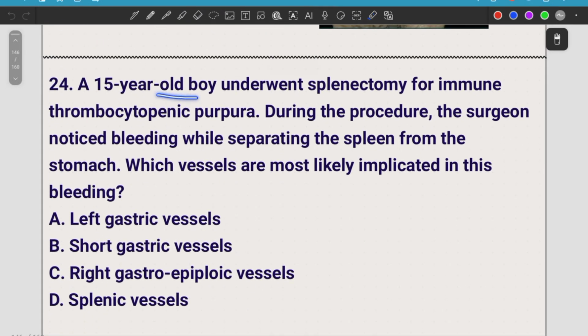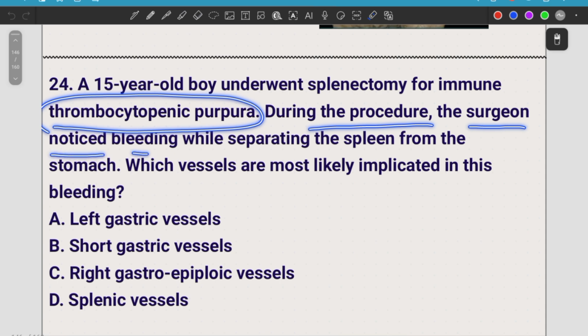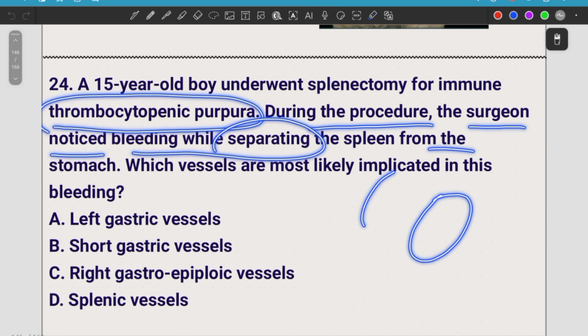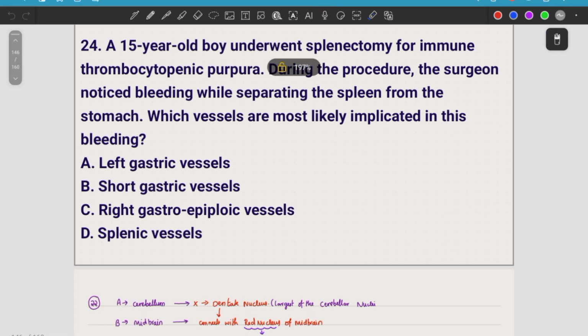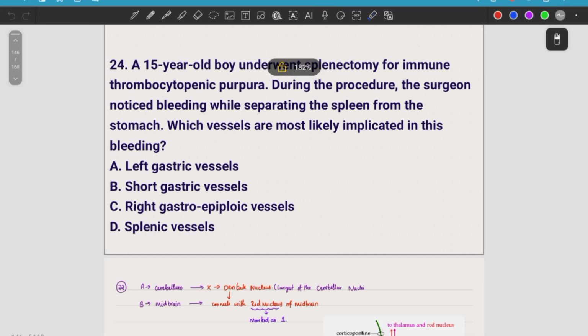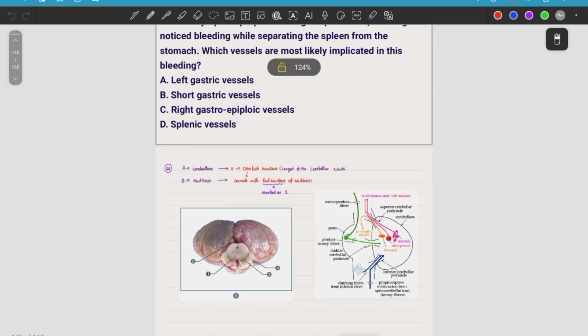A 15-year-old boy underwent splenectomy for immune thrombocytopenic purpura. During the procedure, the surgeon noticed bleeding while separating spleen from stomach. Which vessels are most likely implicated in this bleeding? First we have to know what structure connects spleen and stomach. What is that? Gastrosplenic ligament, isn't it?